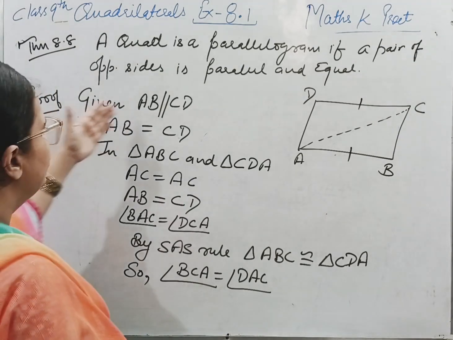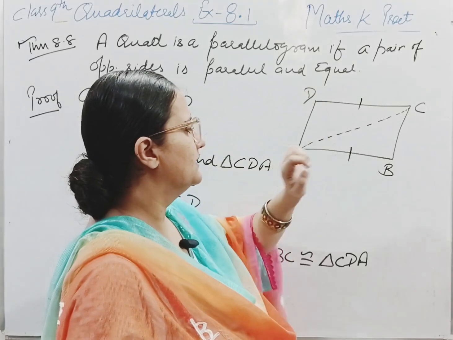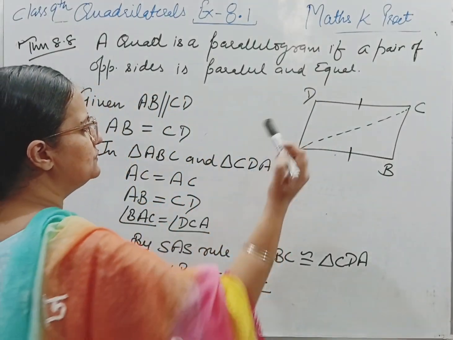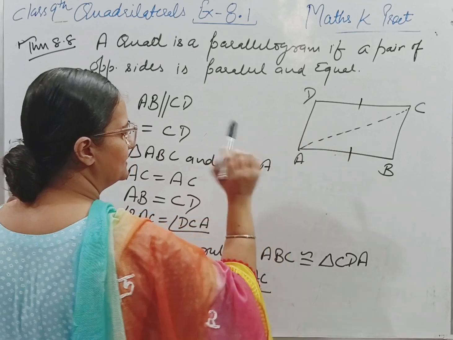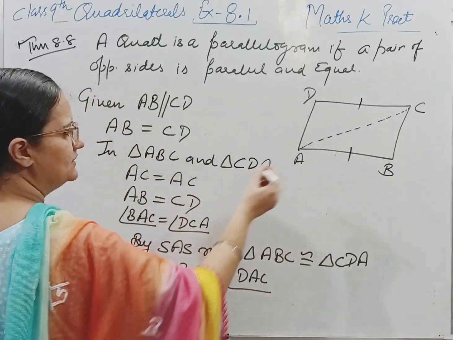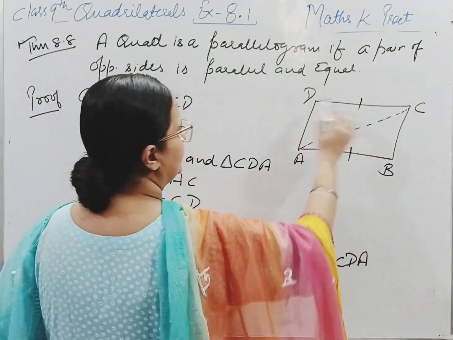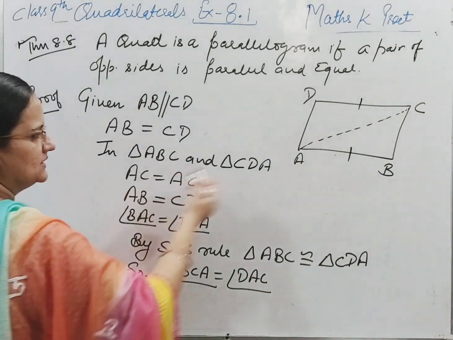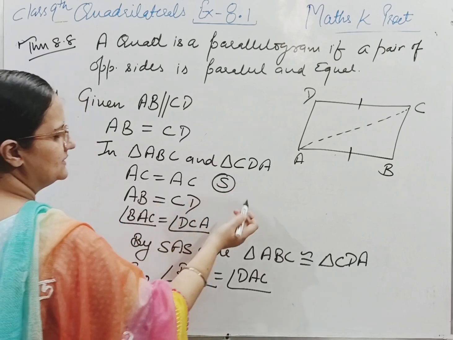So what we are given: AB is parallel to CD and AB is equal to CD. We will move to these two triangles to prove them congruent. So I am taking these two triangles, named ABC and CDA. Fine, these are two triangles. Clearly AC is equal to AC. We have done so many questions like this.